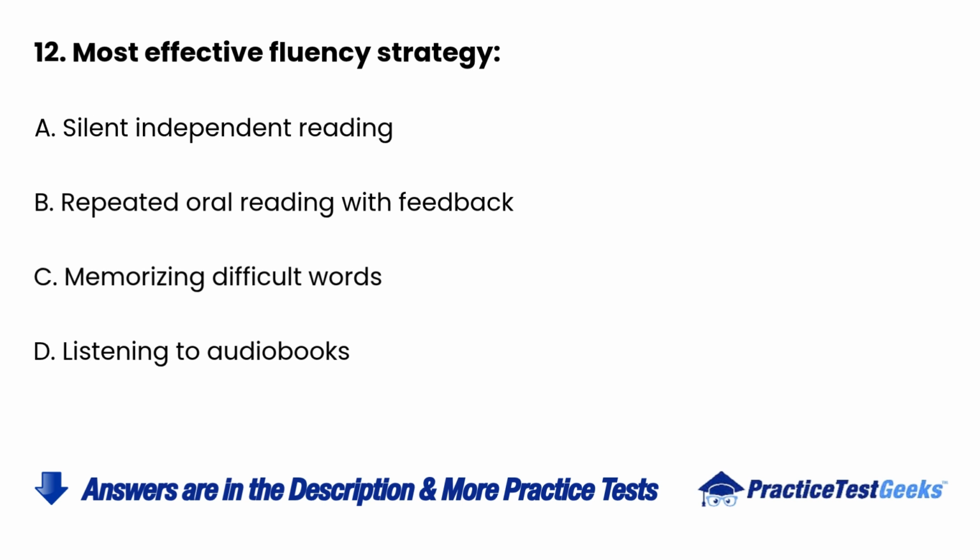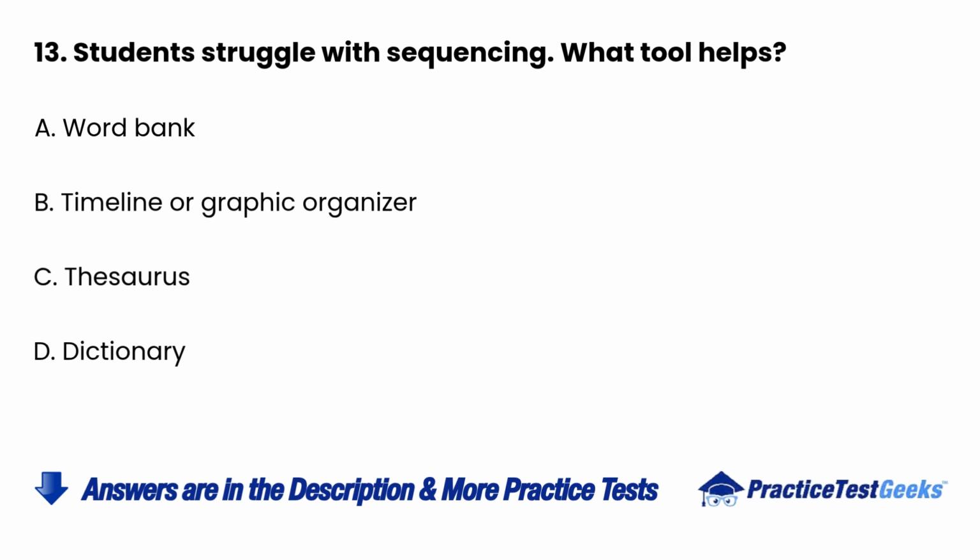12. Most effective fluency strategy. A. Silent independent reading. B. Repeated oral reading with feedback. C. Memorizing difficult words. D. Listening to audiobooks.